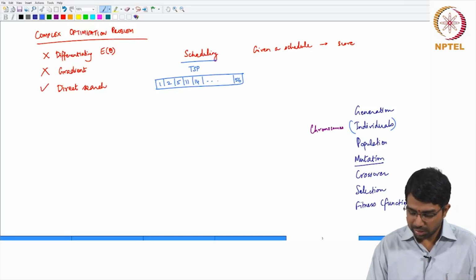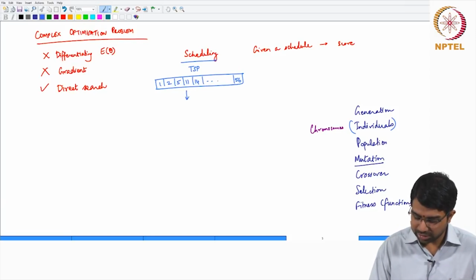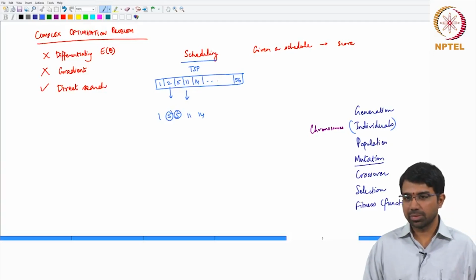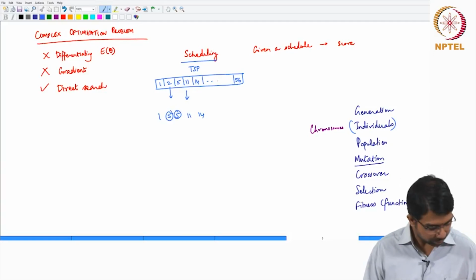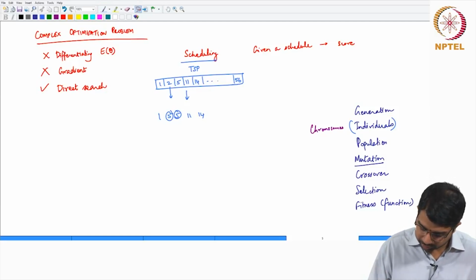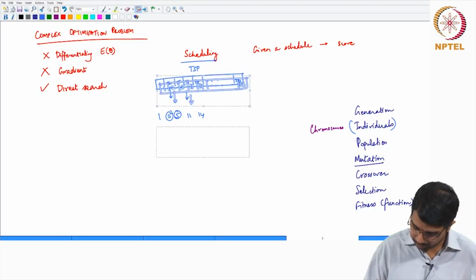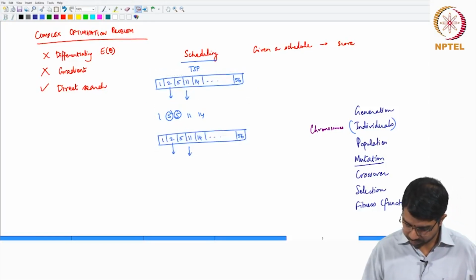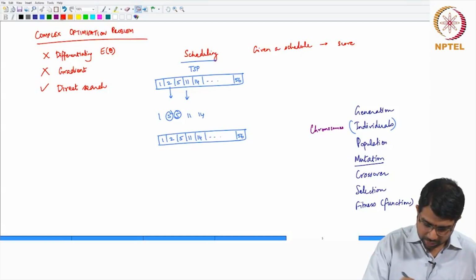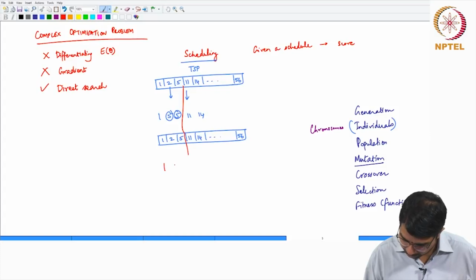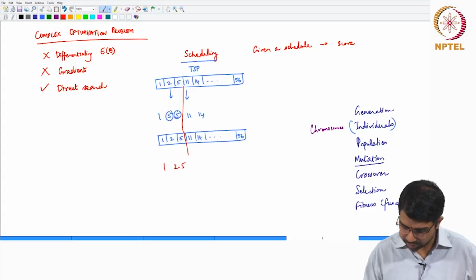Now if I were to do a mutation here, I just can't change 2 to 5, I will have 2 5s, which is not acceptable, right. Or I just can't take a copy of this vector and cross over with this, right. So let us say I cross over at this point, I would get a schedule 1 2 5, okay, these are identical.